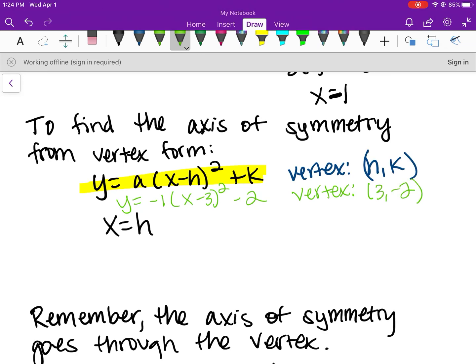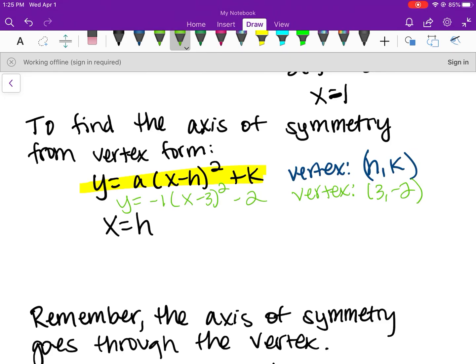Now notice it's a little confusing because in the formula it says x minus 3. But h is the x value of the vertex. So if it says x minus 3, then 3 is the x value of the vertex. If it says x plus 3, then the x value would actually be negative 3. So you're taking the opposite of the sign that's in the parentheses. But the k is just going to be negative 2.